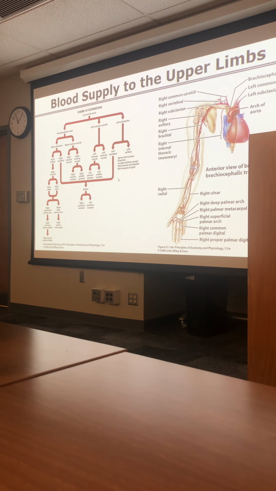You don't need to worry about left common carotid and its branches. You don't need to worry about left vertebral and its branches. You don't need to know about right common carotid and any of its branches or right vertebral. This is all brain stuff. So you will need to know it eventually, but not right now.